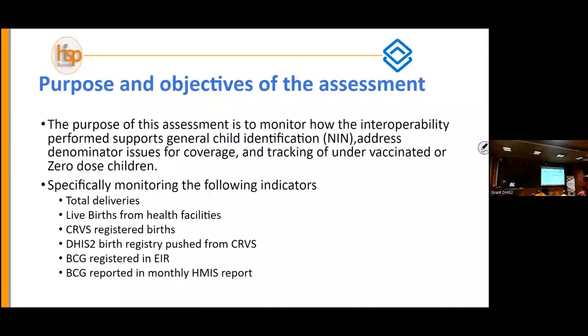Among the variables we looked at are the total deliveries reported in HMIS and live births from the HES facilities in the HMIS. We also looked at the number of births registered in CRVS and transferred to our DHIS staging registry before we start recording or even enrolling the child into the immunization registry. We also added the BCG registered in the immunization registry.